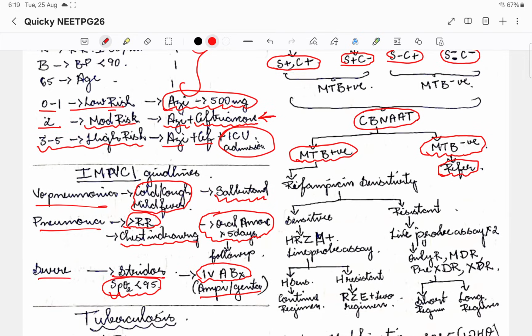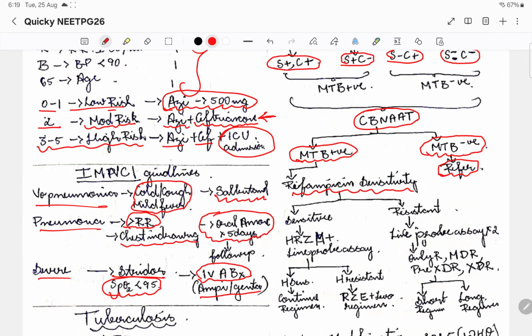What we are going to do is test for the first drug. Now the patient is having TB, so we have to start the TB management. How we are going to start the TB management is, first we are going to see whether the patient is sensitive to rifampicin. So the sensitivity to rifampicin is tested.